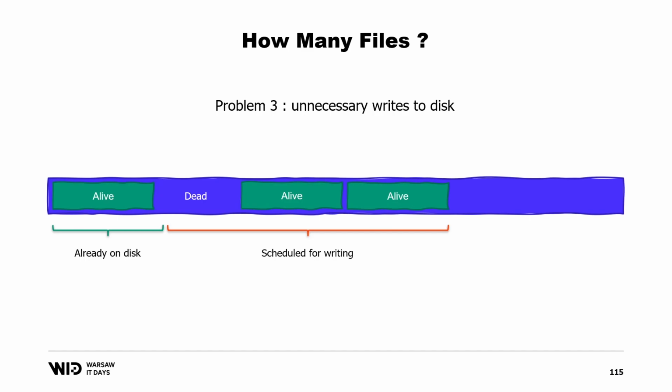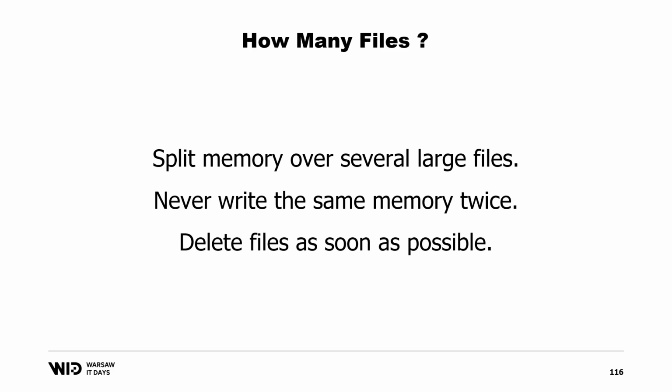Instead, we should split memory over several large files. We never write to the same memory twice. This ensures that every write hits a page that is known by the operating system to be all 0 and doesn't involve loading from the disk. And we delete files as soon as possible. This tells the operating system that this is no longer needed. It can be dropped from the page cache. It doesn't need to be written to disk if it hasn't already.